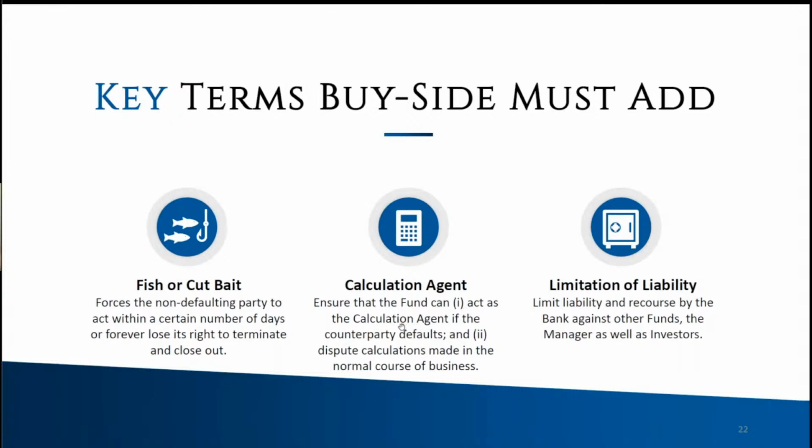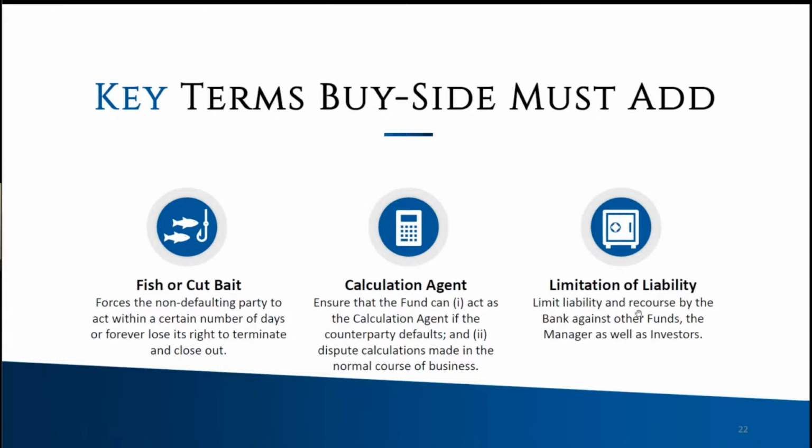And if you're not able to agree with them, to appoint a substitute independent third party to make those calculations. And also, because the calculation agent will be the bank, it will typically be the counterparty, the swap dealer, you also want to have express language in there that if the swap dealer is in default, the fund can act as the calculation agent.